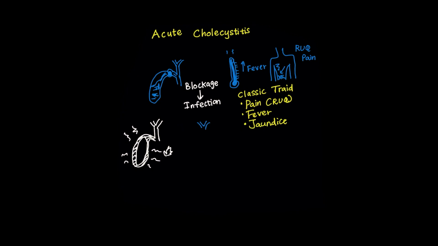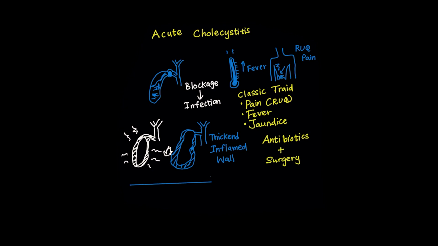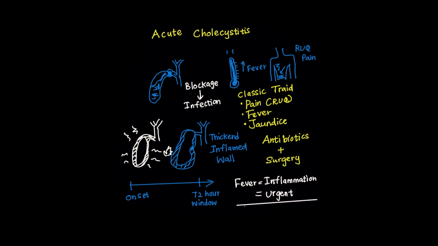The inflammation causes the gallbladder wall to thicken and become friable, risking perforation if untreated. Antibiotics must be started immediately, and surgical removal is often needed within 72 hours. Without fever, it might just be biliary colic. The fever changes everything, indicating inflammation requiring urgent treatment to prevent complications like gangrene or perforation.